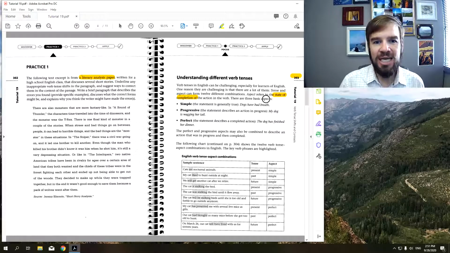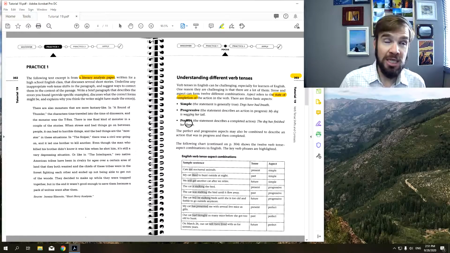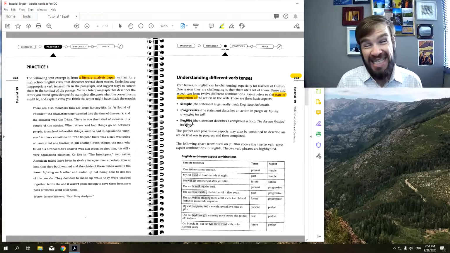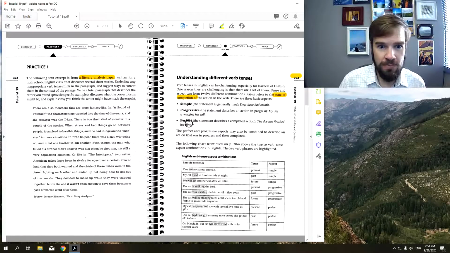There are 3 basic aspects. The simple, the statement is generally true. Dogs have bad breath. Generally true all the time. Progressive. The statement describes an action in progress. My dog is wagging her tail. It's happening right now. And the perfect aspect. The statement describes a completed action. The dog has finished her dinner. She was eating, but now that eating is done, she has finished.